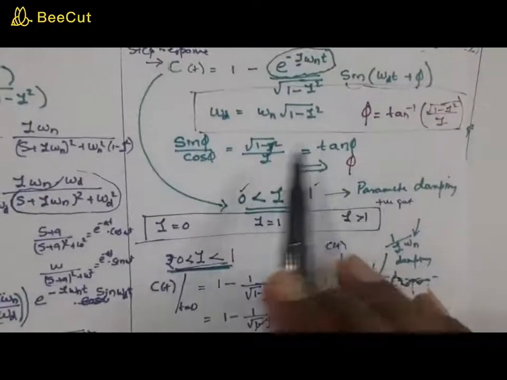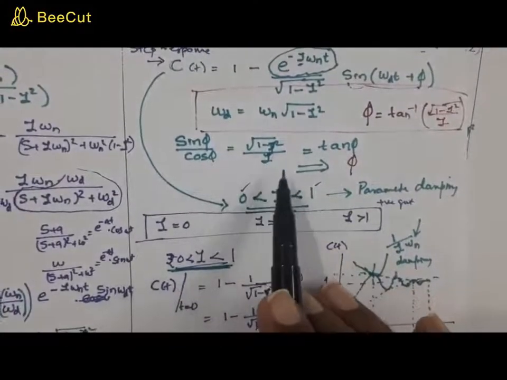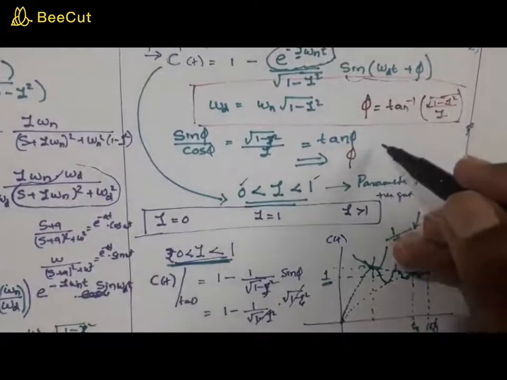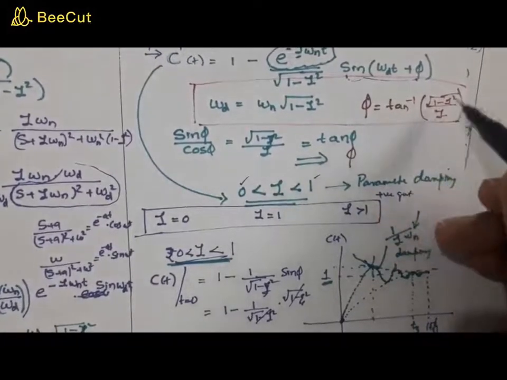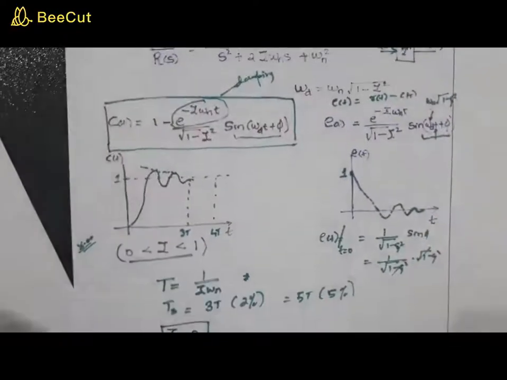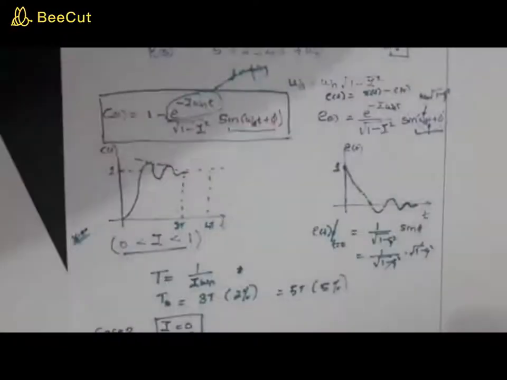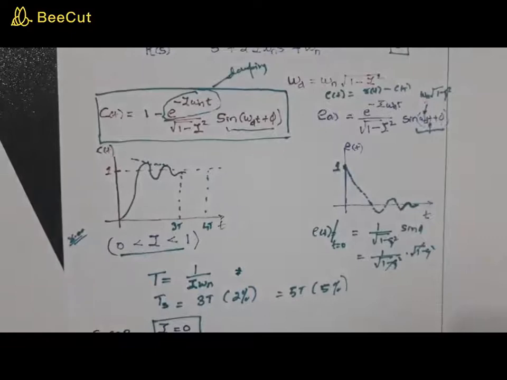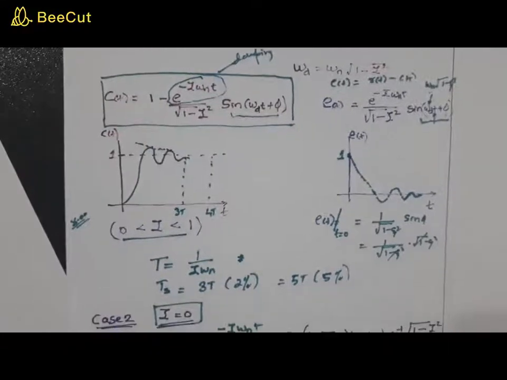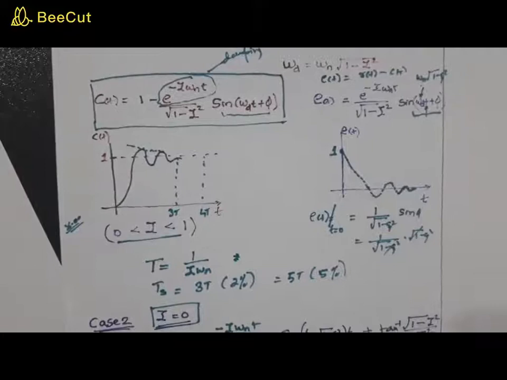Tan phi is equal to root of 1 minus theta squared by theta, or from this you can get phi to be tan inverse of root of 1 minus theta squared by theta. You can substitute that. So substituting that, you will get this as tan inverse root of 1 minus theta square divided by theta.